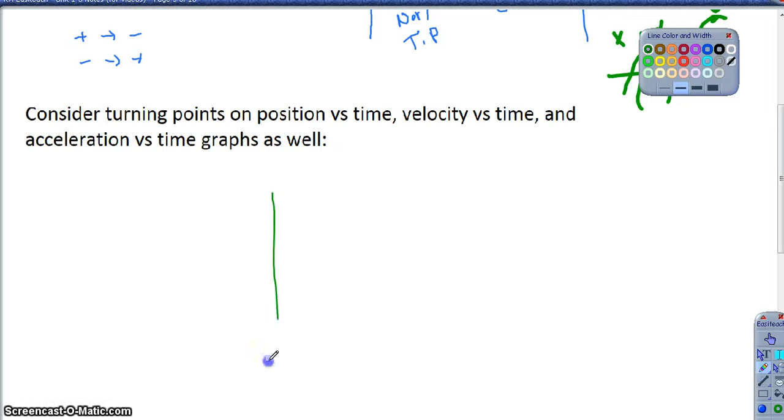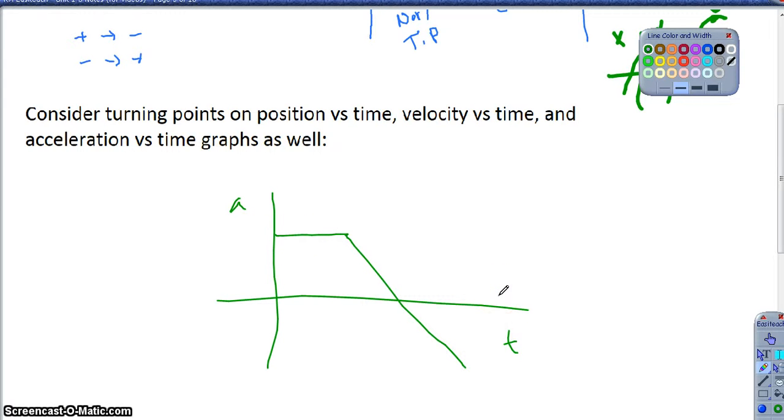What about on an acceleration versus time graph? So what if I gave you an acceleration versus time graph that did something more or less like this? How do we know if it's a turning point or not? Well, how do we determine the velocity from an acceleration versus time graph? Right? The velocity would be the area underneath the curve. So my change in velocity would be the area enclosed underneath any curve, right? Where this would be a positive change in velocity and this would be a negative change in velocity.